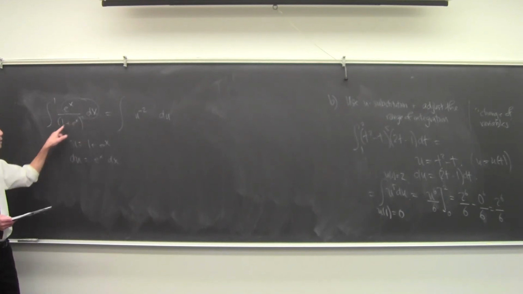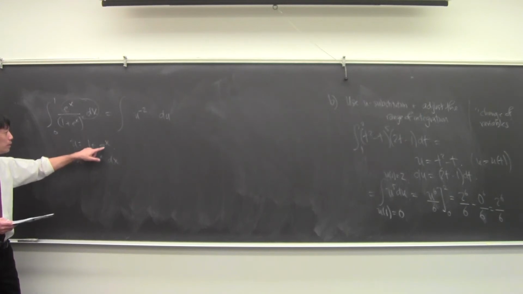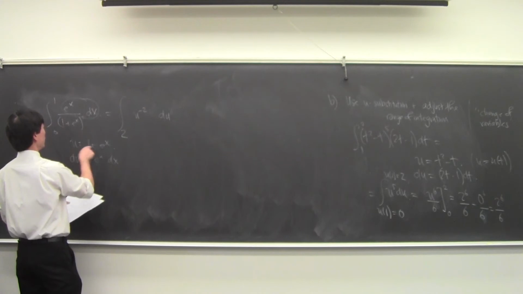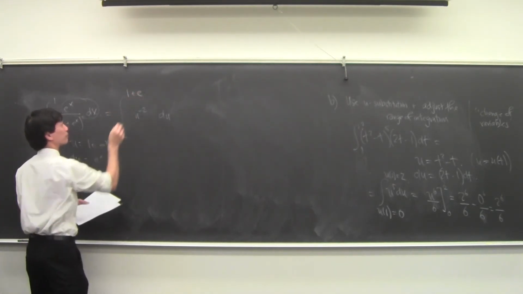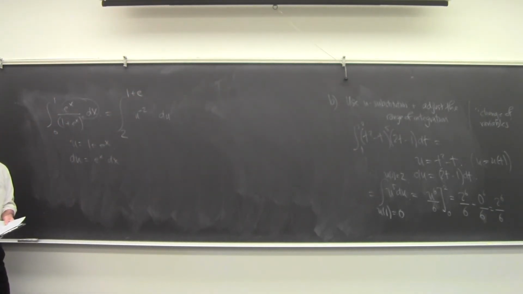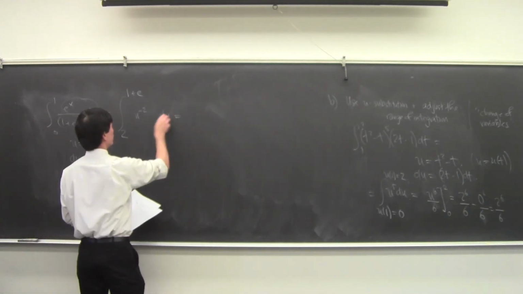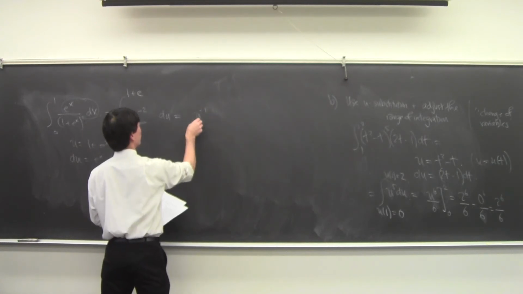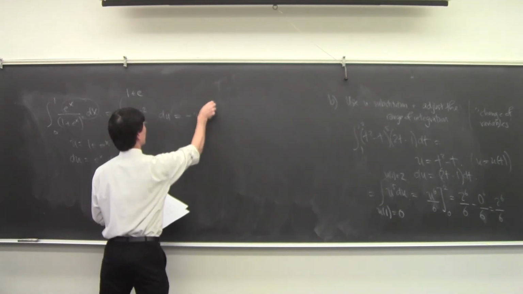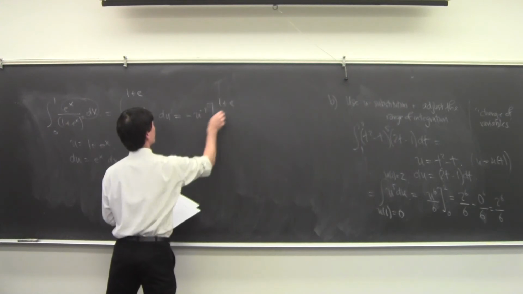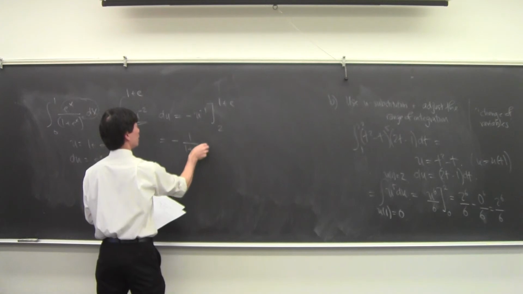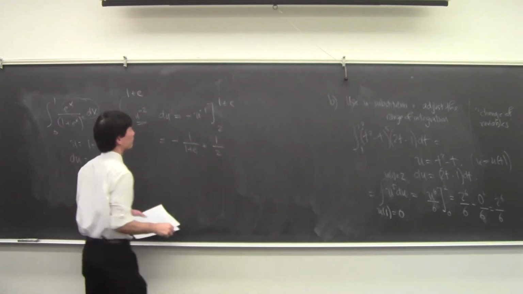So when x is 0, u is going to be 2. When x is 1, then u is going to be 1 plus e. And then you integrate this thing, you get u to the negative 1 over negative 1. You evaluate it between 2 and 1 plus e, and you get negative 1 over 1 plus e plus 1 over 2.